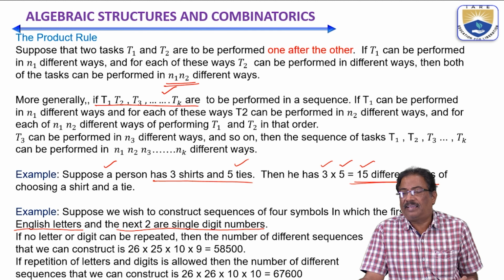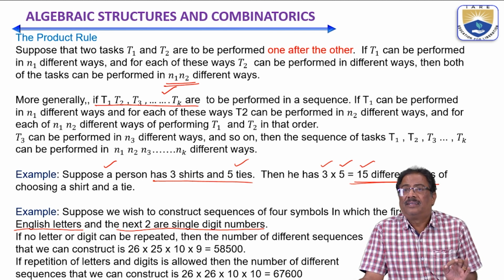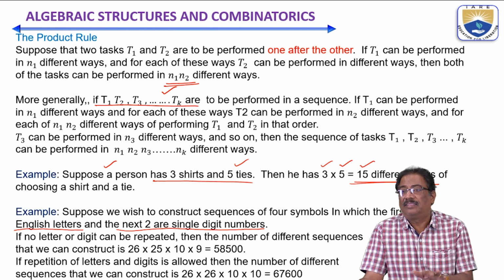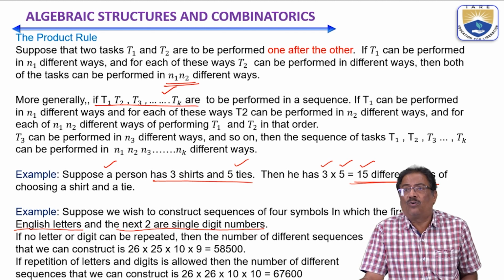And the second task is to assign the second English letter in the second space. And the third space, allocate a digit. So allocate the digits in the third character. And the fourth task is to allocate a digit which was not used earlier in the third digit. That is the fourth task.